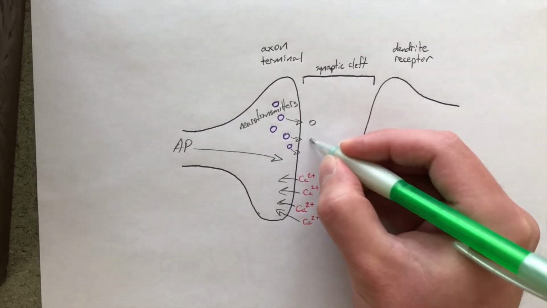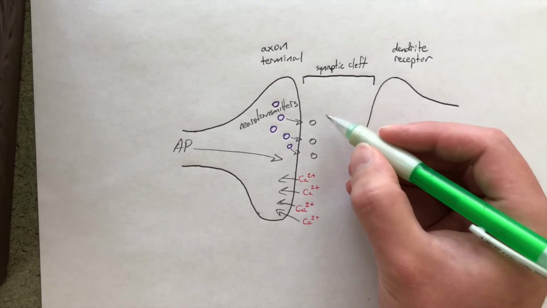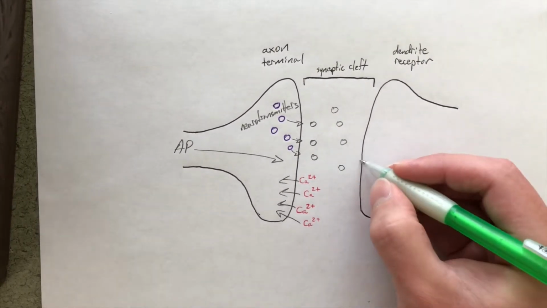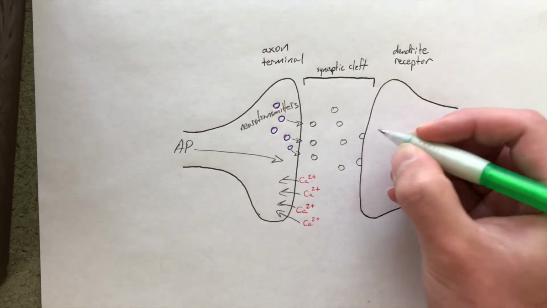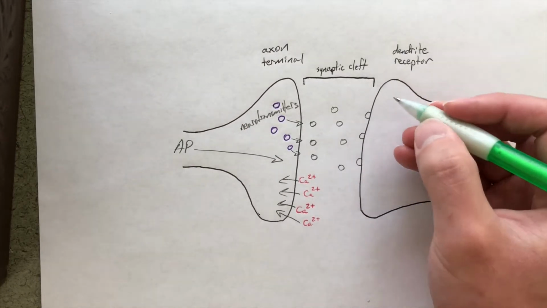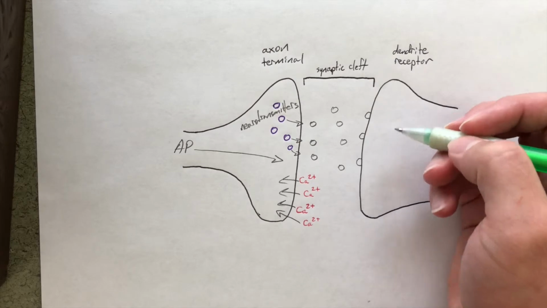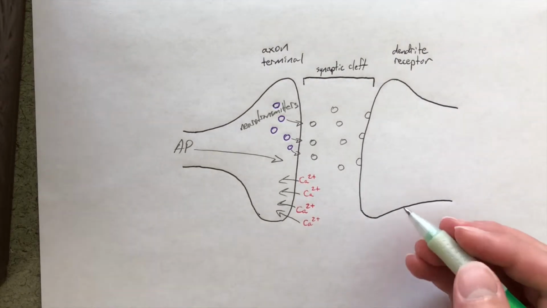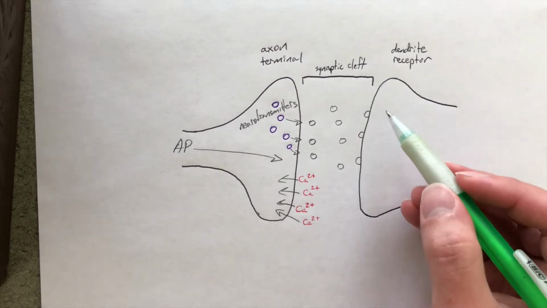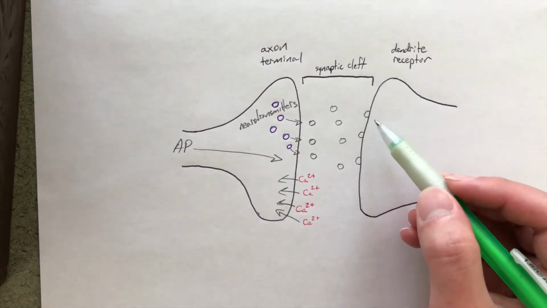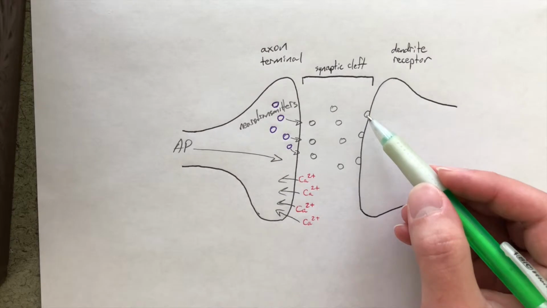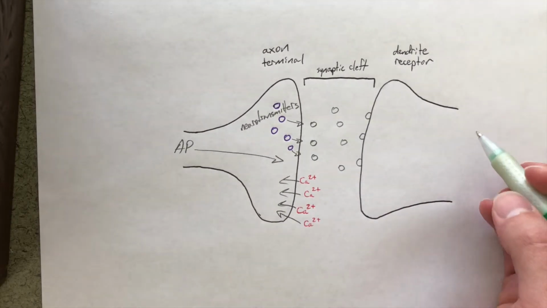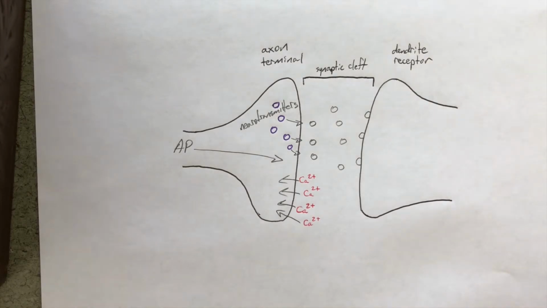So we're going to have these neurotransmitters out here, and they'll diffuse across the cleft until they reach the receptors on this dendrite right here of the receiving neuron. And then the receptors will receive the neurotransmitters, and then that will go on to cause another action potential on this receiving dendrite.